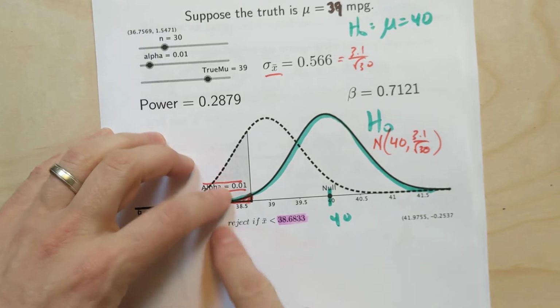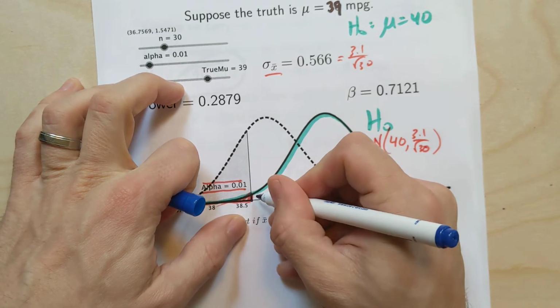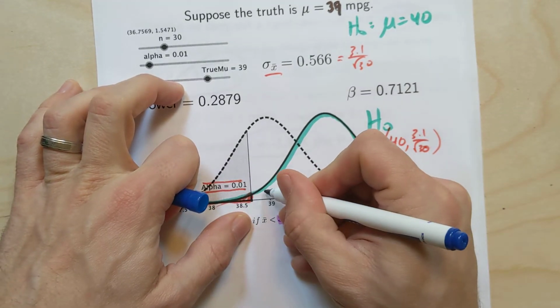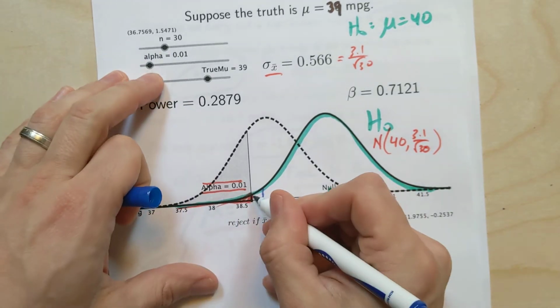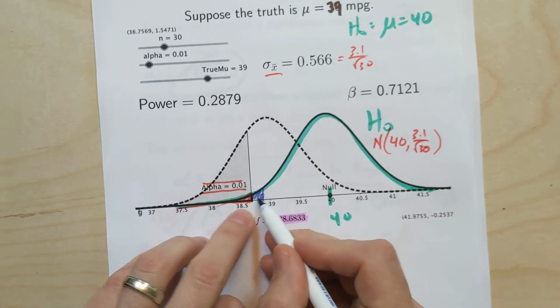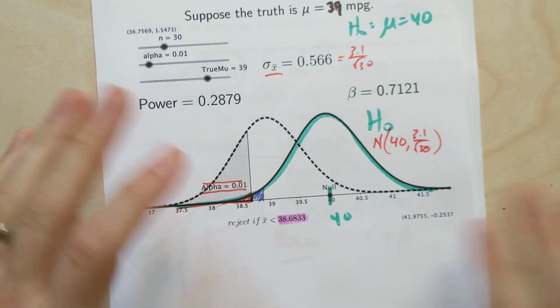Was that so far away that we would reject the null hypothesis? No, 38.9 was right around here somewhere. And therefore, our p-value would have been this part, and that would have been bigger than 1%, and therefore we would have failed to reject. Okay, so that's all that.